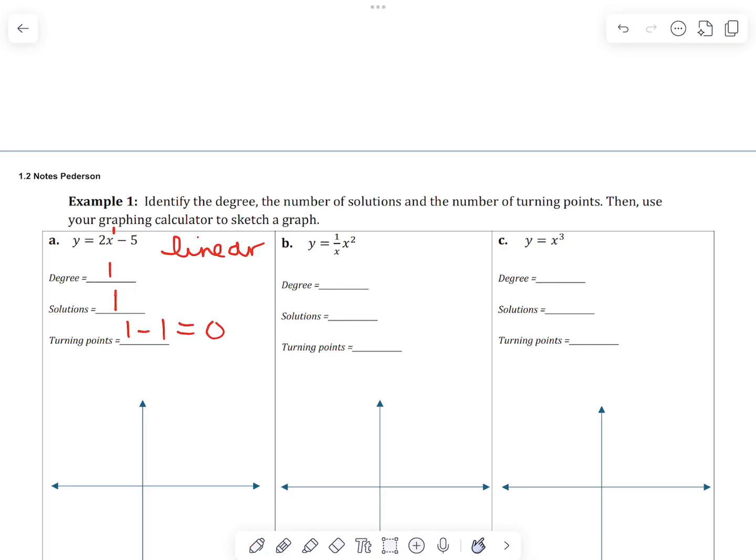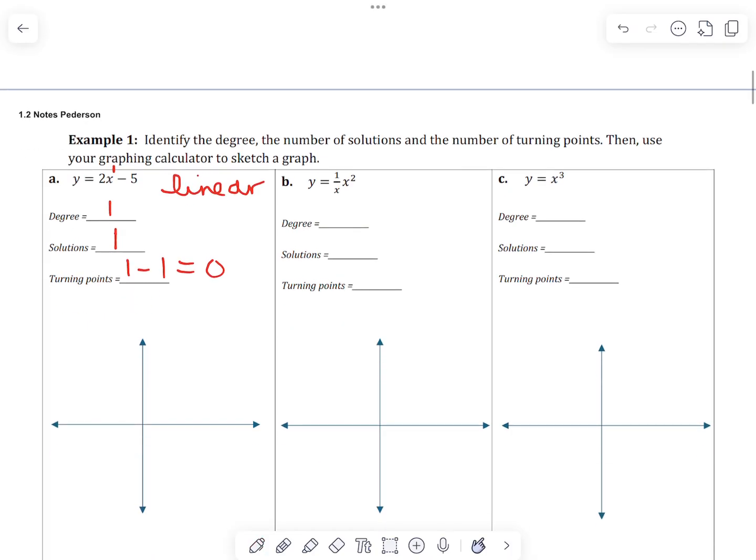So then what we would do is we would take out our graphing calculator and we would type this into the graphing calculator, and it will look something like this. It'll have a y-intercept of (0, -5), and then an x-intercept right here at (2.5, 0). That's 2.5, comma 0.